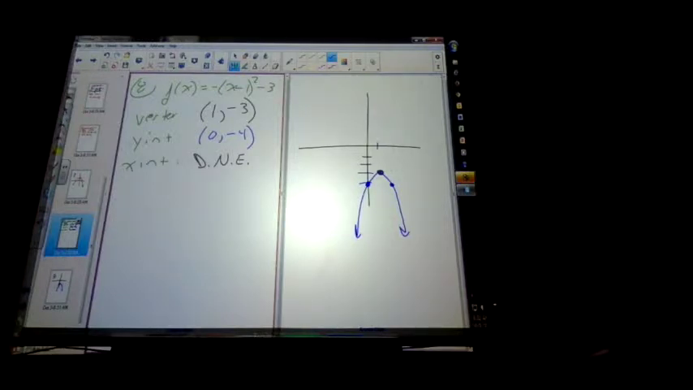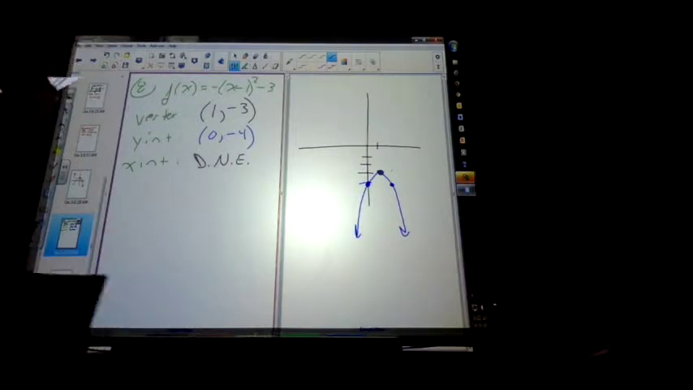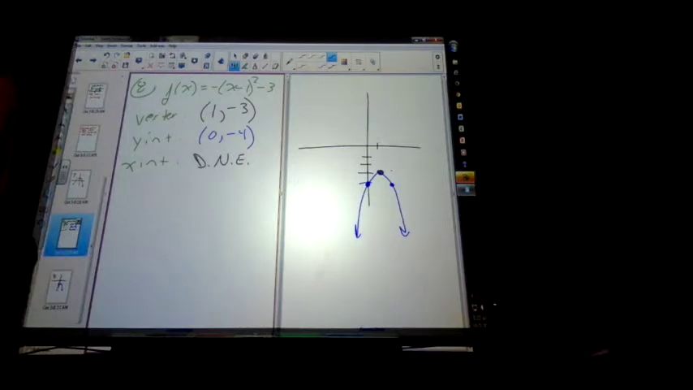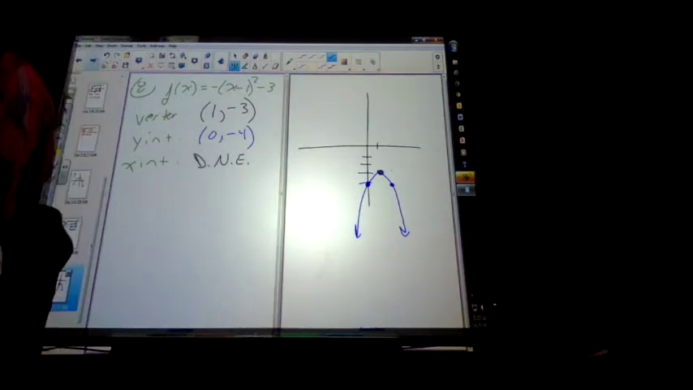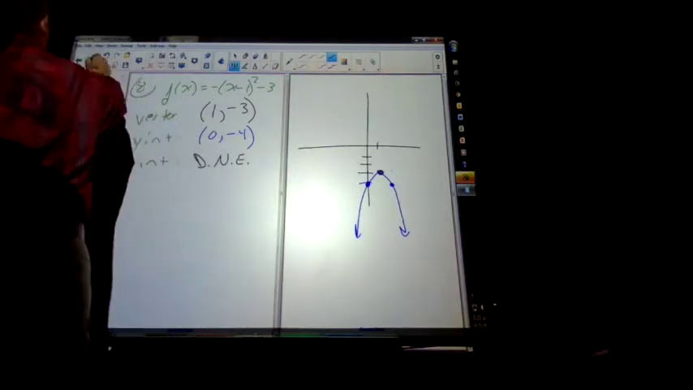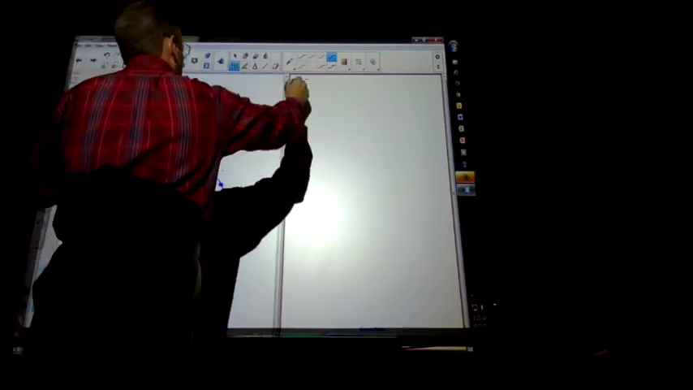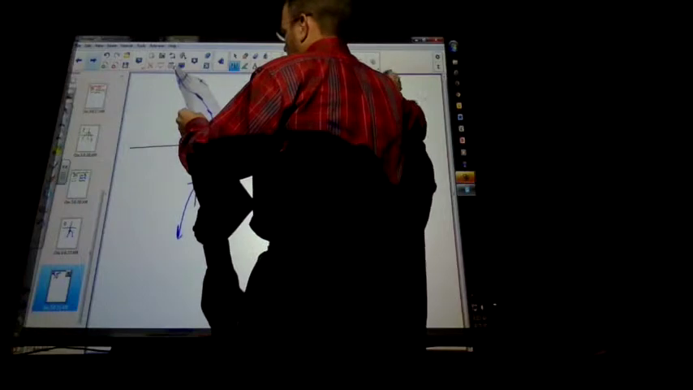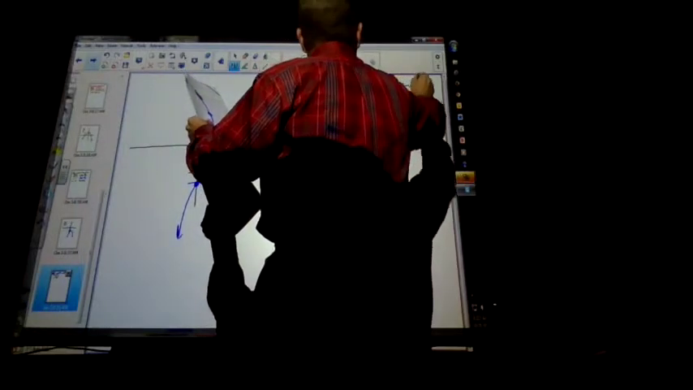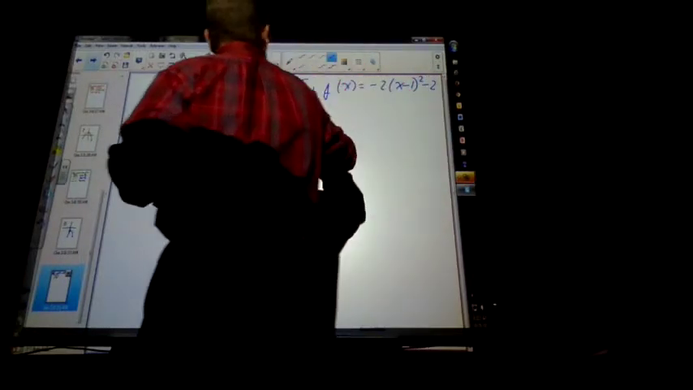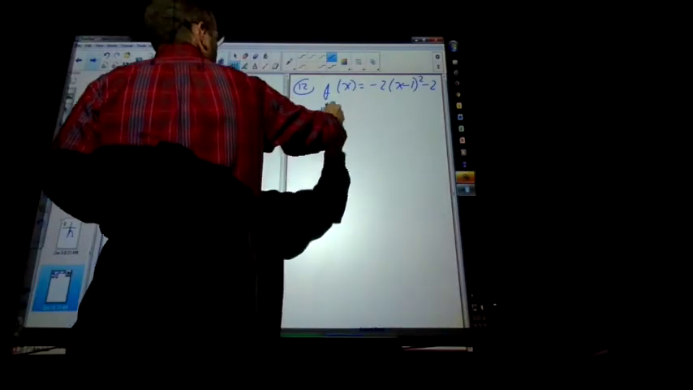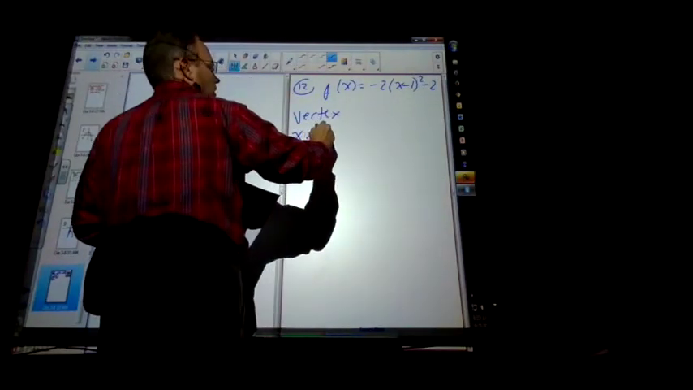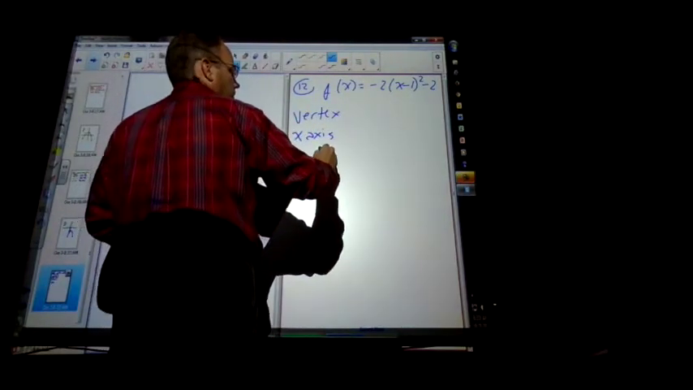All right. I'm going to skip number 10. I think that one's way easy. I'm going to go to 12, and then something after that. So the function f(x) = -2(x - 1)² - 2. If I want to know the vertex, where it crosses the x-axis and the y-axis.